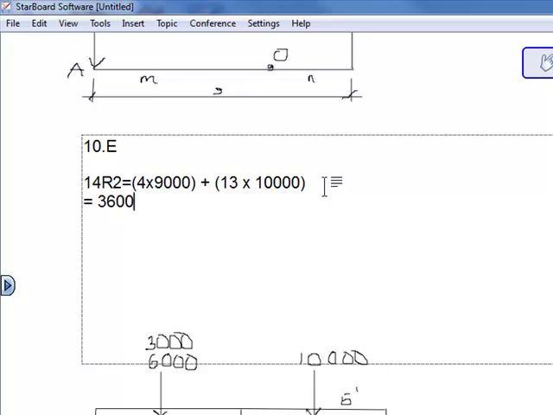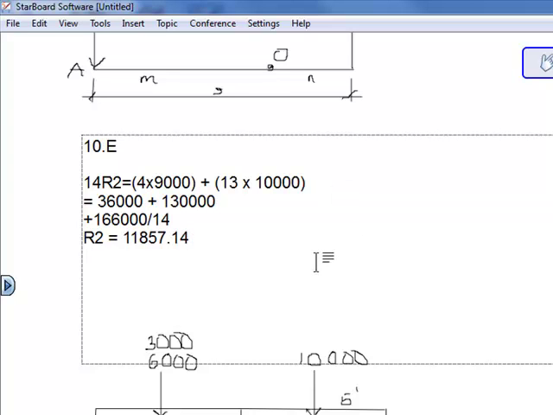36,000 plus 130,000, which equals 166,000. And then if it's 14R2, you can just divide that by 14, and then you get R2 equals 11,857.14. Follow that?